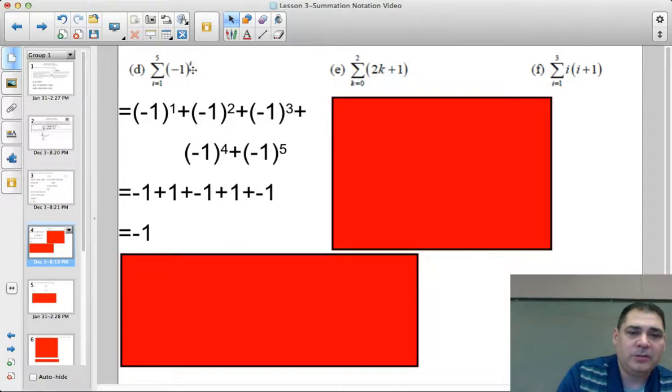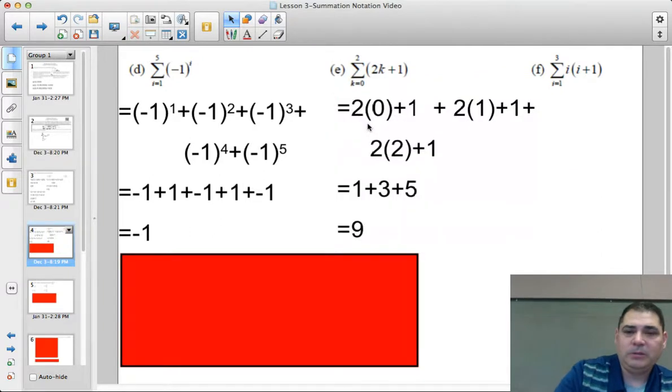So -1 to the first is -1. Then you go to the next consecutive number, which is 2. -1 to the second is +1. Then you do -1 to the third, which is -1. -1 to the fourth, -1 to the fifth. Evaluate that. When you add them all together, -1 plus 1 is 0, -1 plus 1 is 0, and then you're left with a -1. So your final answer is -1.